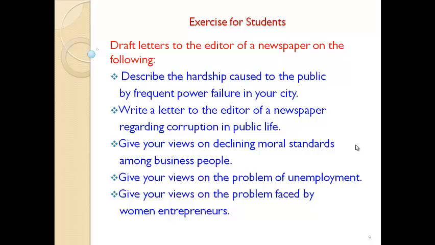You try to practice on any one of these questions, or even on all the questions, so that you will develop the skill of writing letters to the editor.